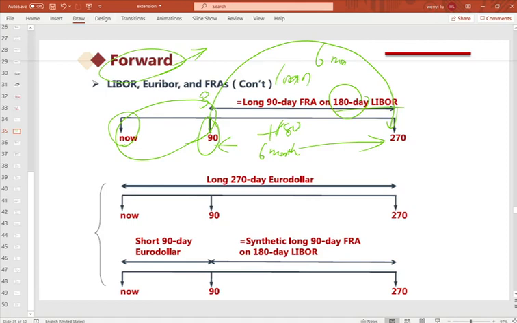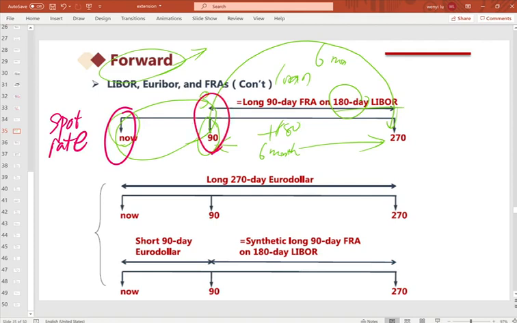If you want to borrow money right now, you don't need to sign a forward contract. Instead, you will just borrow money directly, using the spot interest rate. Only if you want to borrow money not now but in the future, you will sign a forward contract to lock the interest rate with the counterparty, within the number of months specified in the contract.